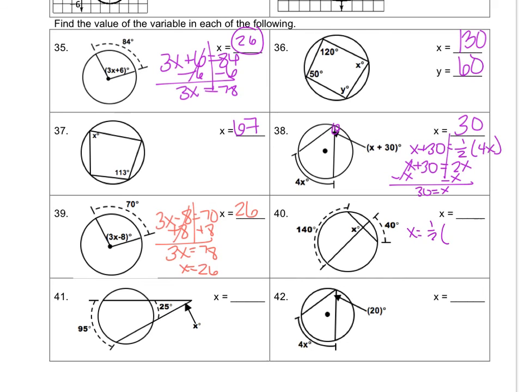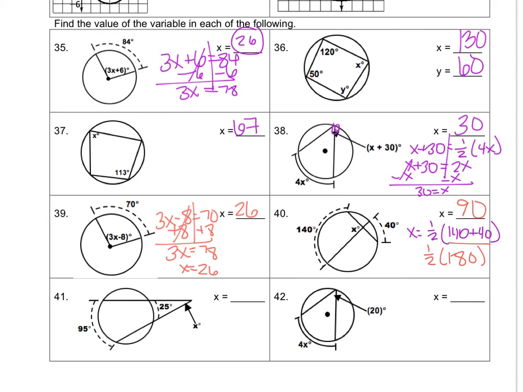Okay, so since it intersects in the middle of the circle, you're going to add your values. So 140 plus 40, and then divide by 2. Okay, so 140 plus 40 is 180. 180 divided by 2 is 90.